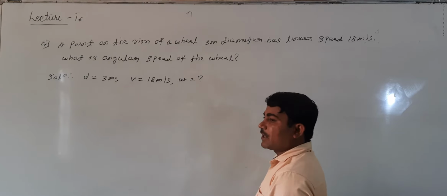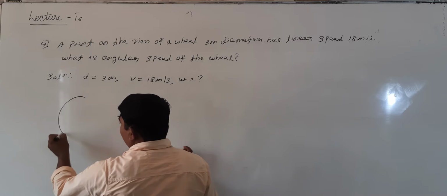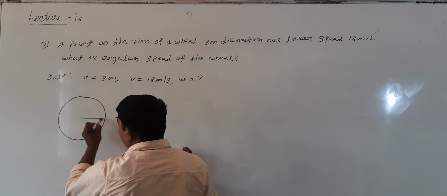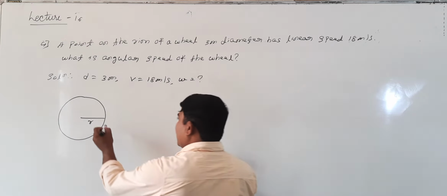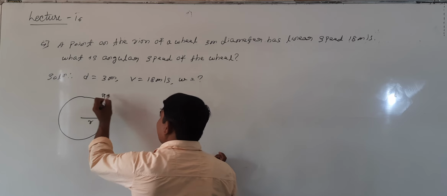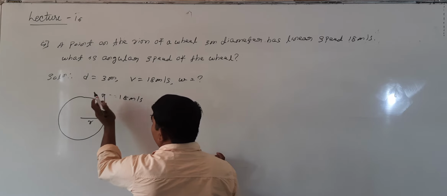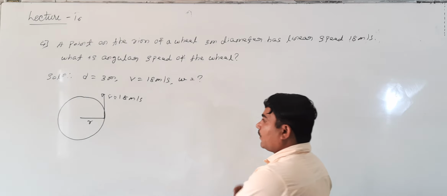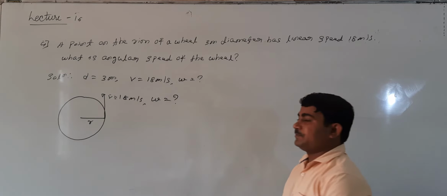Shall I take a wheel? This is the wheel. This wheel is moving in a circular path. It has the radius. I don't know the radius. It has linear speed. How much linear speed is given? 18 meter per second is given. V equal to. What we need? We need angular speed of this wheel directly.